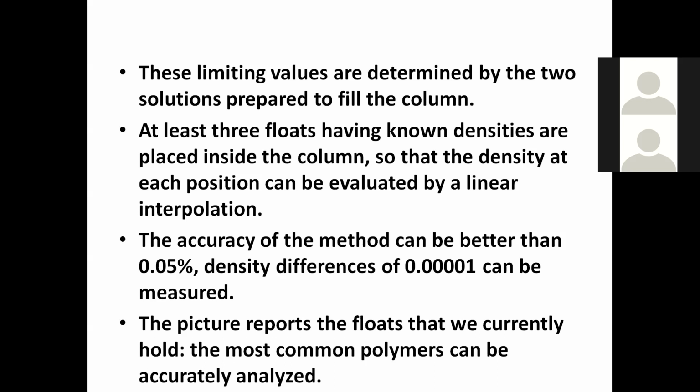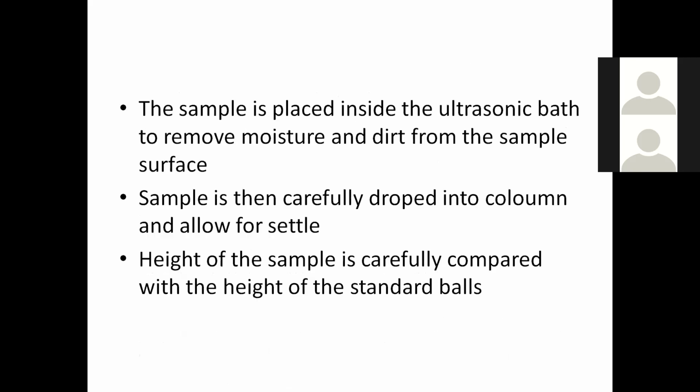The accuracy of the method can be better than 0.05%. A density difference of 0.00001 can be measured. So you can understand the accuracy of the density gradient column. If you maintain all those recommendations, precautions and advice, you can just imagine the accuracy you will get. The picture reports the floats that are currently held; the most common polymers can be accurately analyzed. Whatever fibers or polymers you know, all those can be measured for their density.